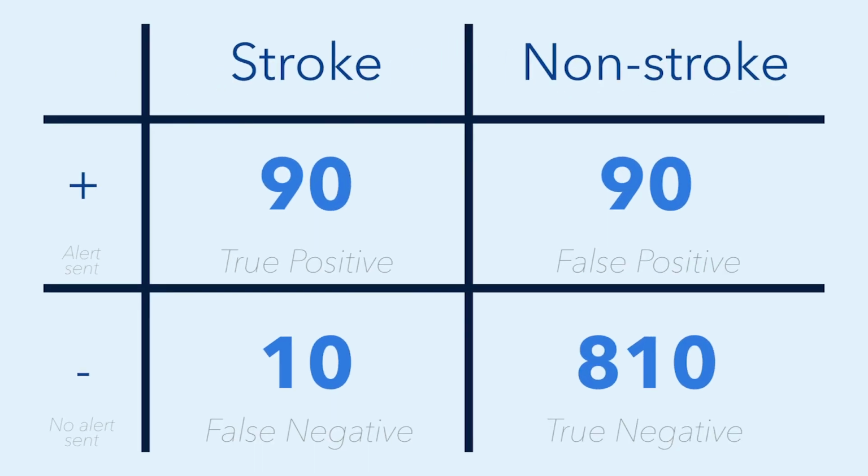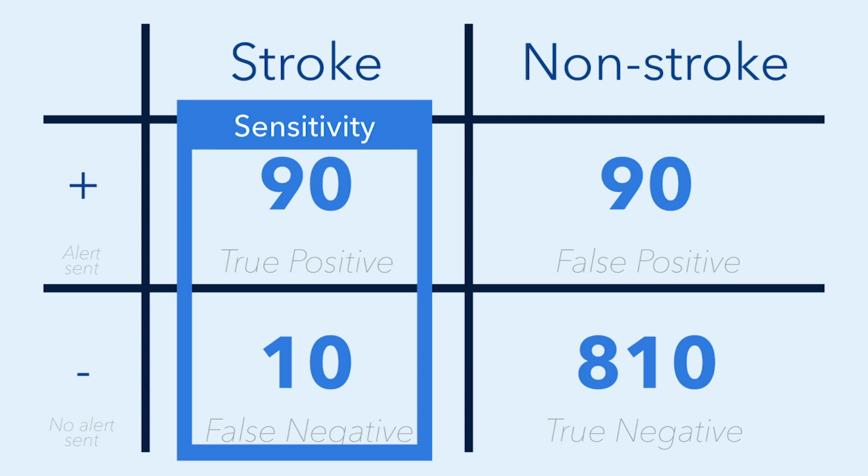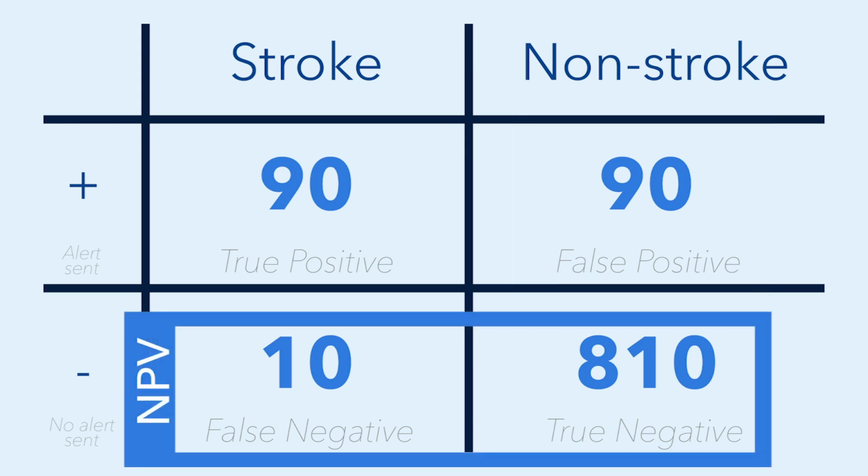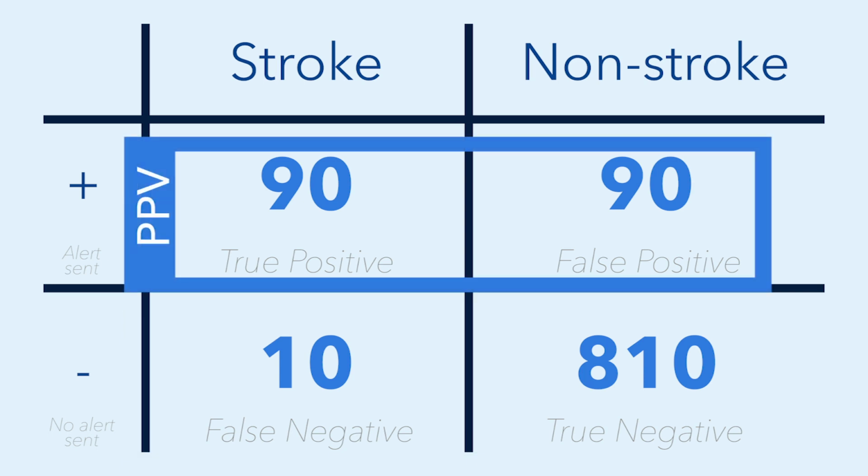Let's recap. Sensitivity is the percentage of true positives from all strokes. Specificity is the percentage of true negatives from all non-strokes. NPV, negative predictive value, is the percentage of true negatives from all tests that came back negative. And finally, PPV, positive predictive value, is the percentage of true positives from all tests that came back positive.